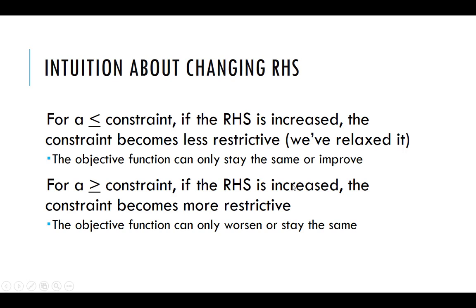If we have a less than or equal to constraint and the right-hand side value is increased, the constraint becomes less restrictive. We've relaxed it. So instead of 1,200 pounds of plastic, if I have 1,201, in theory I should be able to make more money because I've got more resource. If I shrink it to 1,199, then I've become more restrictive, and so the objective function can only worsen or stay the same.